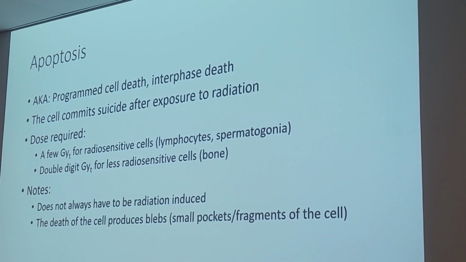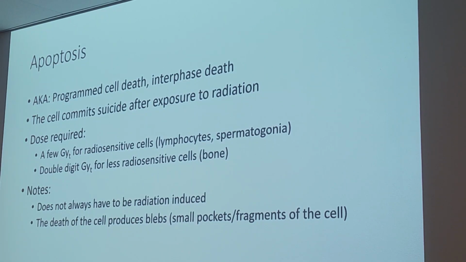So the cell realizes that it either is no longer functional or changes have happened that make it dangerous to the body, and so the cell tries to commit suicide to keep itself from endangering the rest of the body. This requires a few gray. Single digits for your more radiosensitive cells, double digits for your less radiosensitive cells.